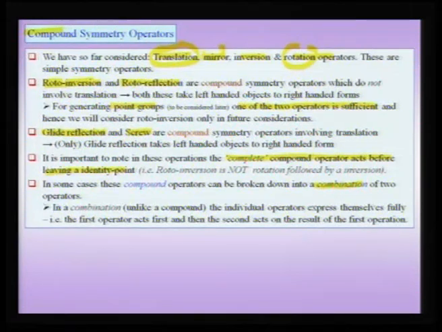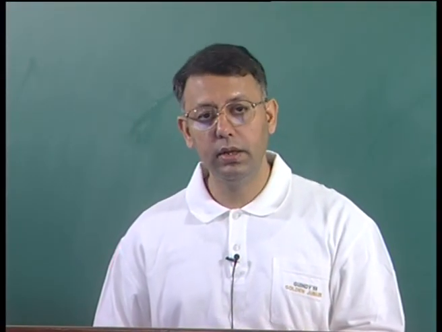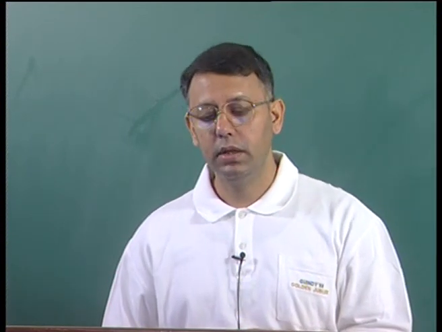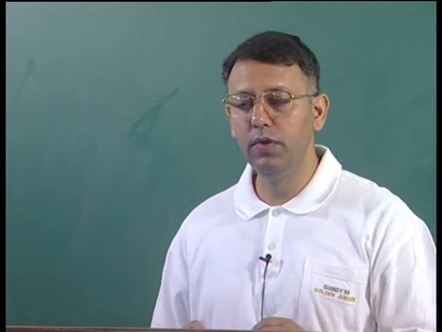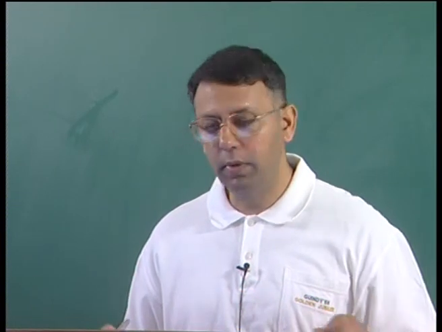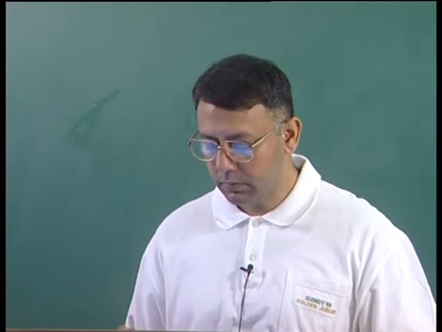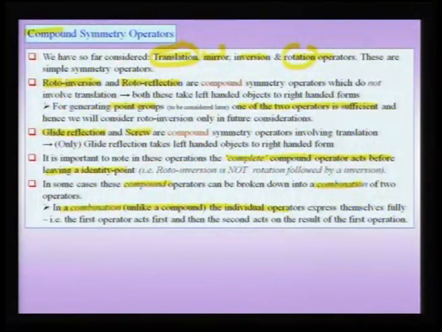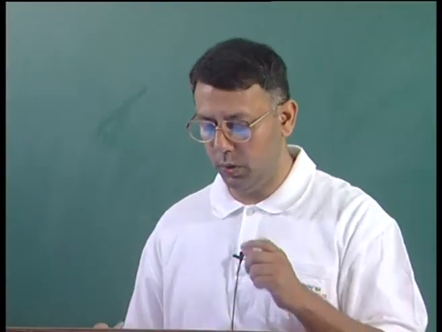In some cases, these compound symmetry operators which we have considered, for instance the roto inversion, can be broken down into certain simple operations, but this does not mean that the individual components are exactly identical to the components which give rise to the compound operator. This will become obvious when we perhaps consider an example. In other words, in a combination, unlike a compound, the individual operators express themselves fully, that is, the first operator acts first, and then the second operator acts on the result of the first operation. That is what we call a combination, while in a compound you have a combined operator acting all at once.